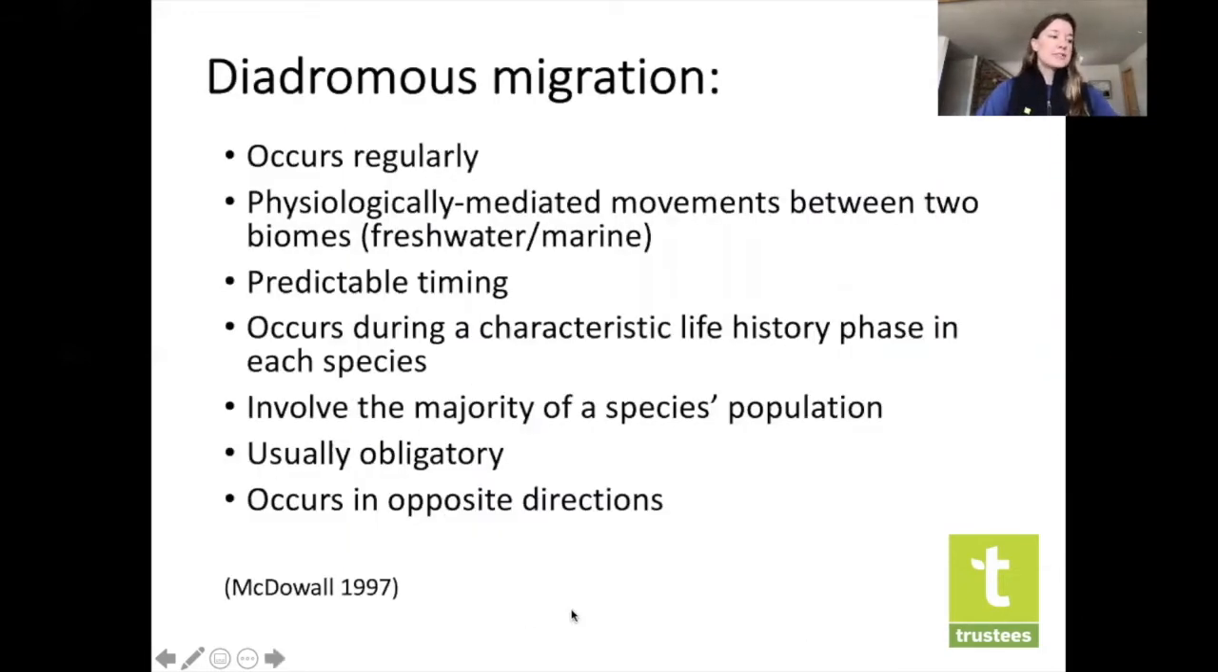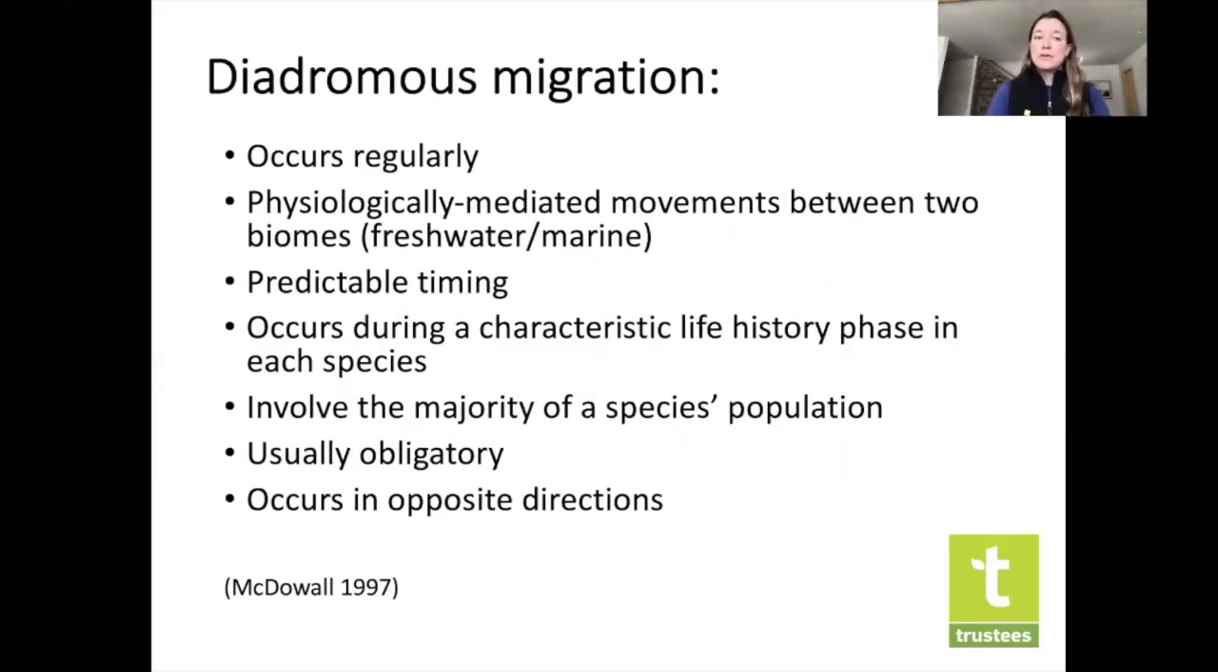So diadromous migration. This is a category of fish migration where all species cross the seawater and freshwater boundary. That's the main thing to take note of. Diadromous migration is taking place between seawater and freshwater. And we're going to go through examples of this migration where it may start in seawater and go to freshwater, for a fish species, or vice versa.